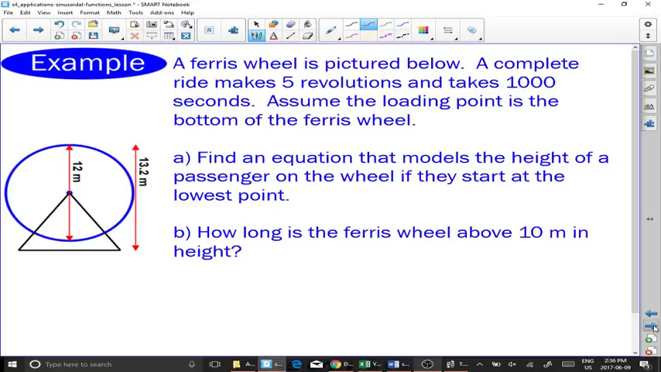Part A, find an equation that models the height of a passenger on the wheel if they start at the lowest point. And then we're going to do part B, which is how long is the Ferris wheel 10 meters in height. And we'll say, or higher.